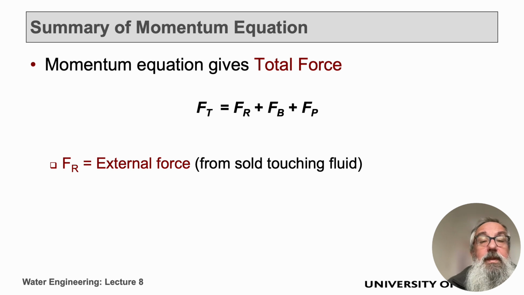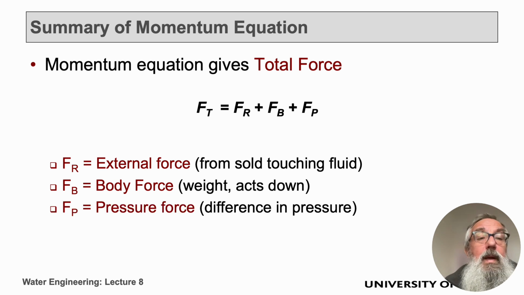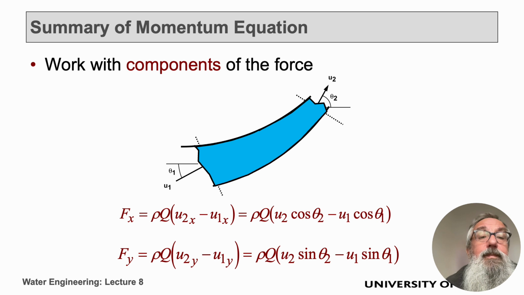The resultant force is the external force, the thing that the fluid is acting against. In a nozzle, it's the thing that's squeezing it narrower. In a bend, it's the thing that's causing it to turn around the bend in the pipe. The body force is the weight and always acts down. And the pressure force is due to the difference in pressures and areas.